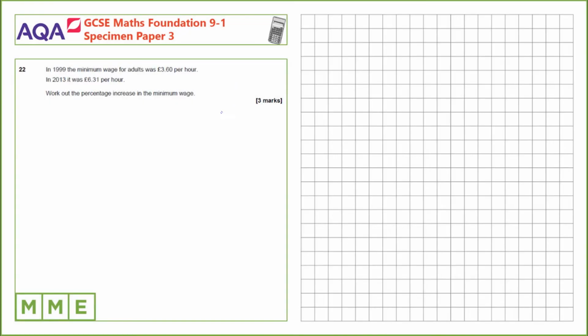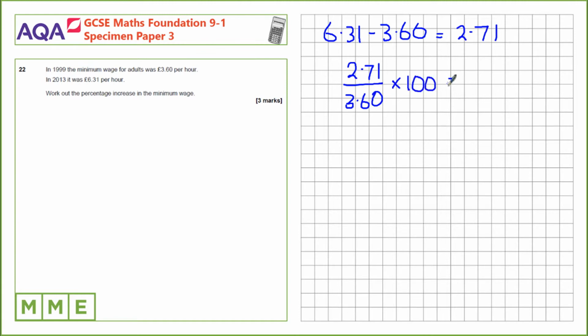Question 22. In 1999, the minimum wage for adults was £3.60 per hour. In 2013, it was £6.31 per hour. Work out the percentage increase in the minimum wage. To find percentage increase, we first need to figure out the amount that it's changed by. So £6.31 minus £3.60 is £2.71. The percentage change, we take the change, £2.71, divide that by the original value, which gives us a fraction. Because we want a percentage, we need to multiply that fraction by 100. We calculate that, we get 75.3% increase.